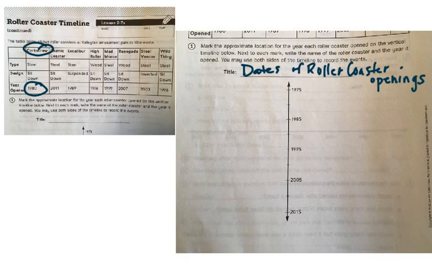So we're going to go ahead 1980. Here's 1975 here. And 1985. And halfway would be 5 years. So that would be right there. We're going to go ahead and put 1980 Corkscrew. That's a C. And 1980, I'm going to put there. Checked off. Next one, Cosmic Coaster was 2011.